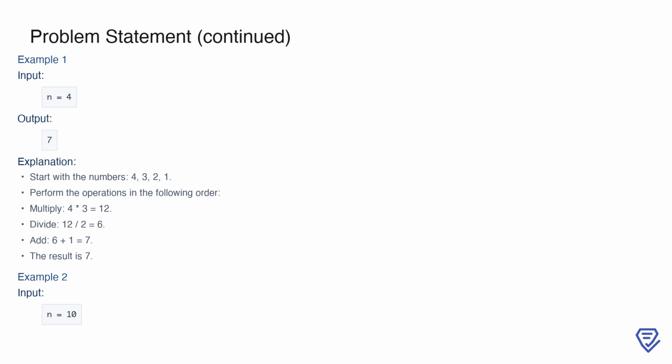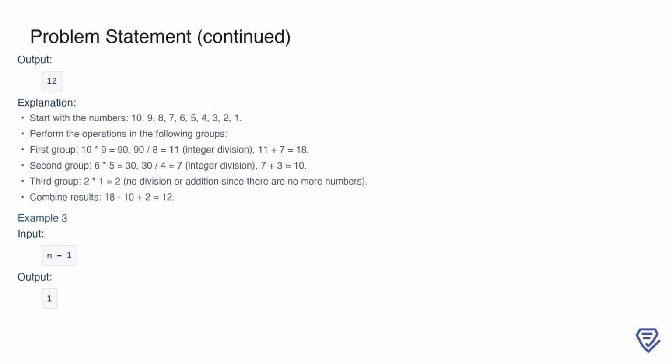Now, consider another example where n is 10. This will involve more numbers and multiple groups of operations. For n equal to 10, we begin with the numbers from 10 down to 1. The first group involves the numbers 10, 9, 8, and 7. We multiply 10 by 9 to get 90, then divide 90 by 8, which results in 11 after integer division. Adding 7 gives us 18.